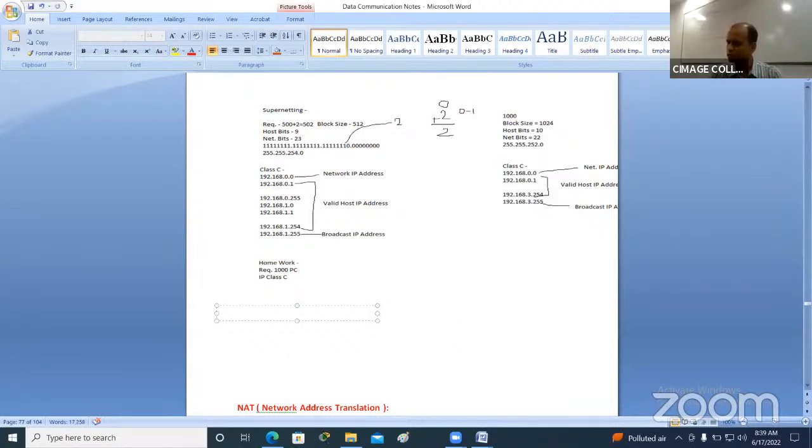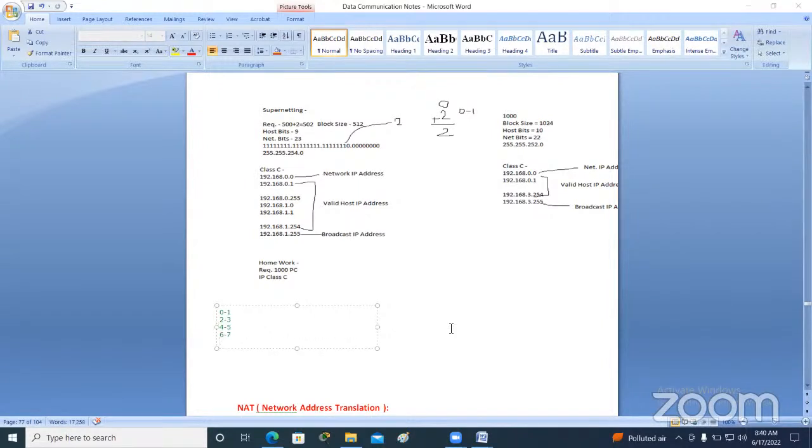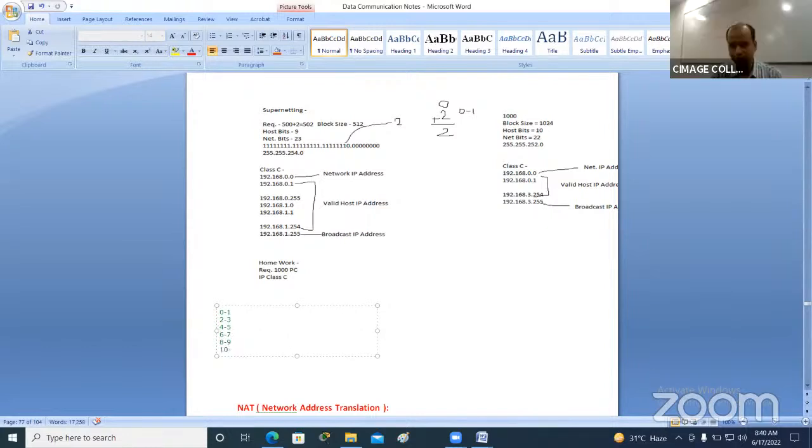First range will be 0 to 1. Second, 2 to 3. Third, yes, not 2 to 3, 0 to 1, 2 to 3, yes. And 4 to 5. Then 6 to 7. Then 8 to 9. Then 10 to 11.